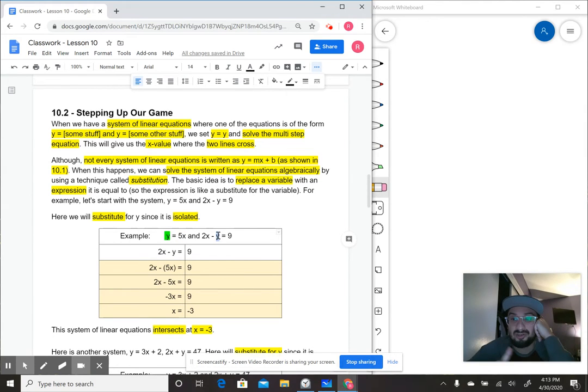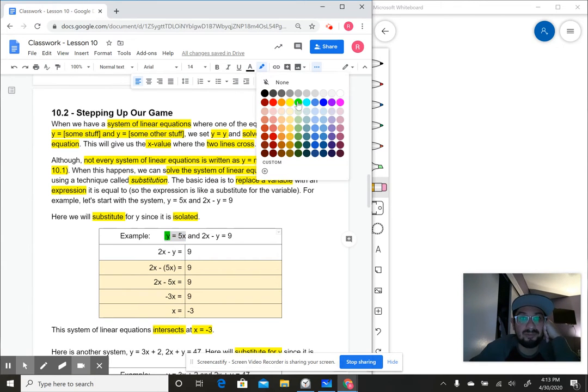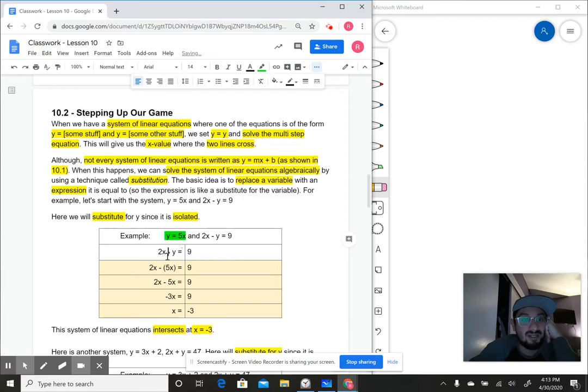You can't solve an equation if it has two different variables. It needs to be a one variable equation. So we do that substitution, and then we can have a one variable equation that we can solve for that one variable. So you can see here, I'm changing that y right here to be 5x.